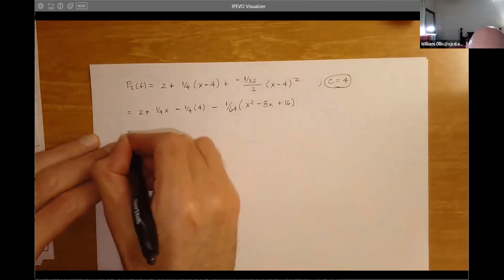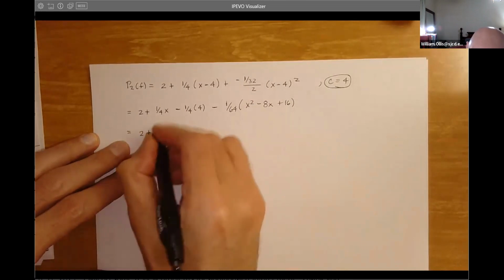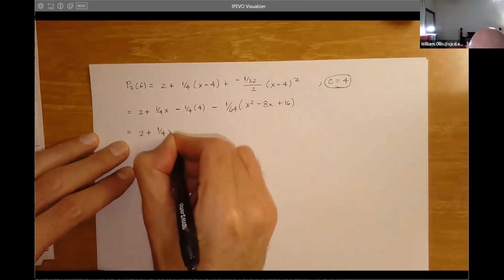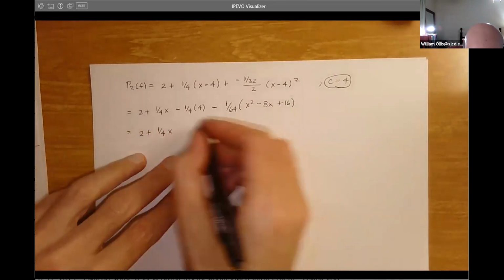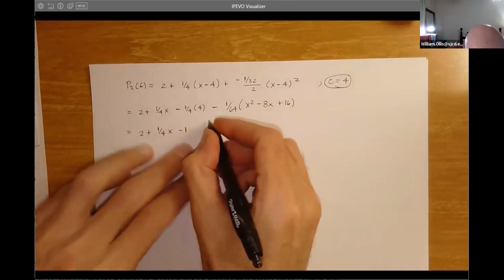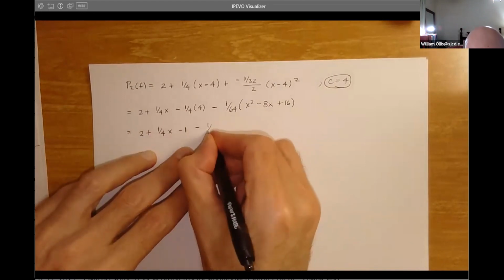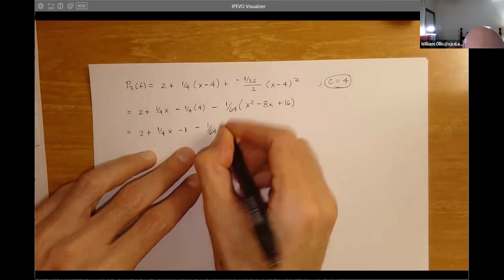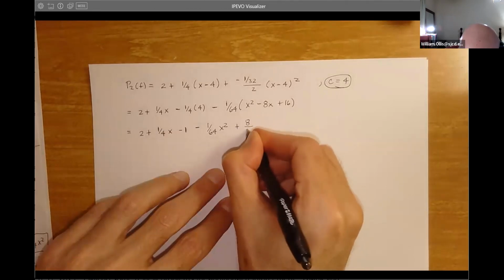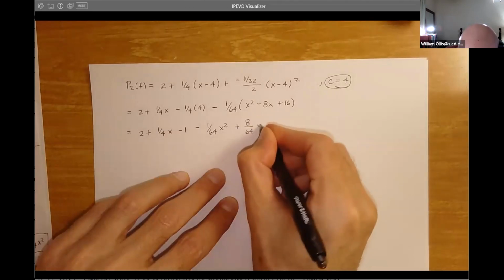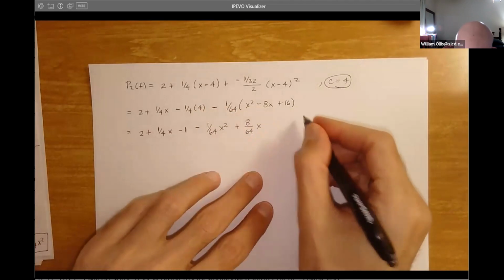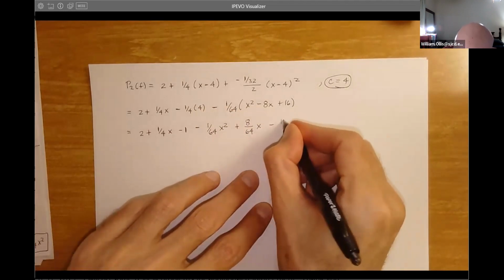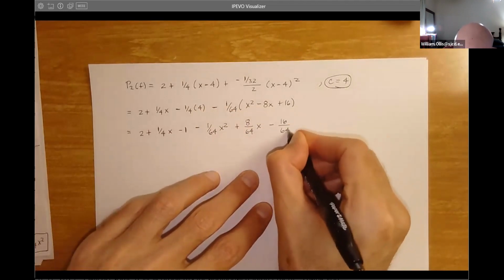So let's see what we have. So we have 2 plus 1/4 x. And now, of course, we'll just write this as a negative 1. Then we have minus 1 over 64 x squared. And then the 2 negatives, so we get plus 8 over 64 times an x. And then negative here. So minus 16 over 64.